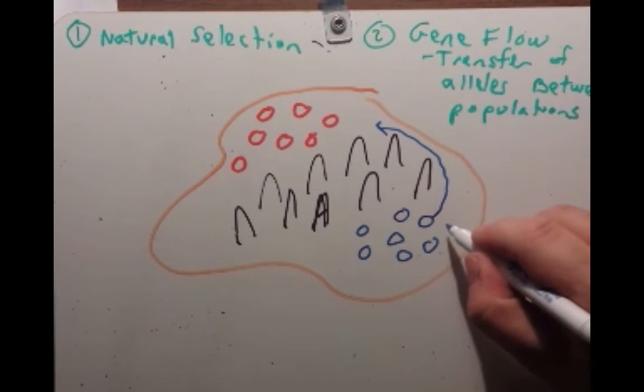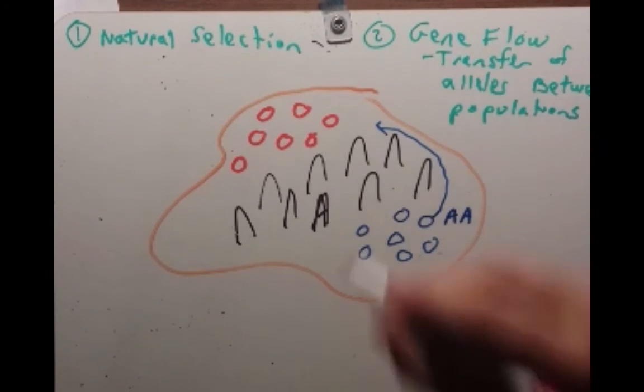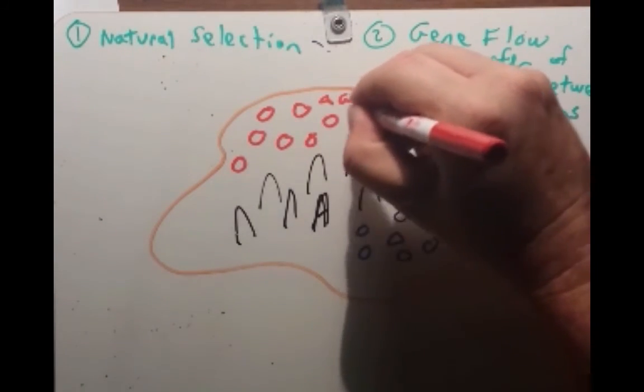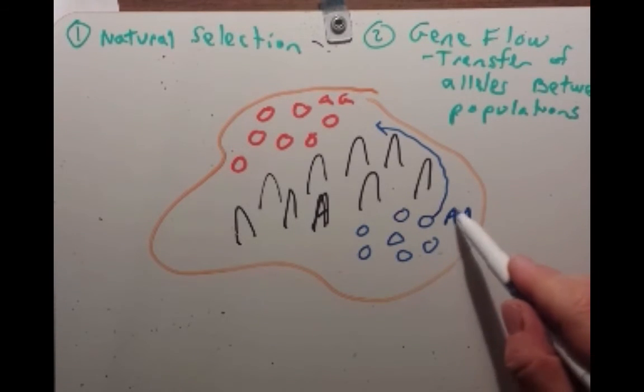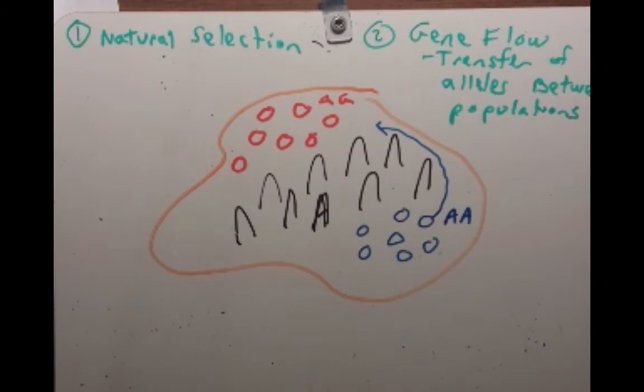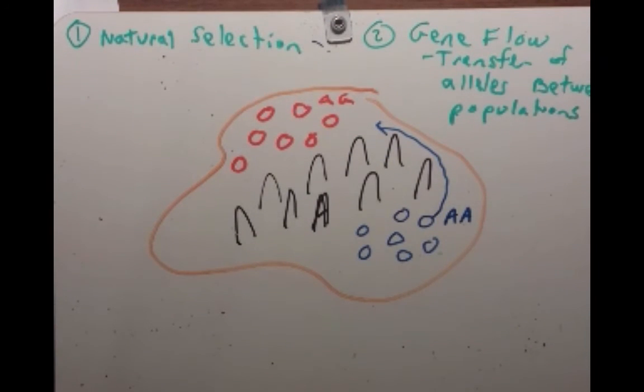And let's say its alleles are big A, and the red ones over here are little a. By introducing these big A's into this population, we're going to see gene flow. These alleles have now been transferred over here. Little a will probably still remain the predominant allele, but over time, who knows what will happen with big A once it's been placed into this population.